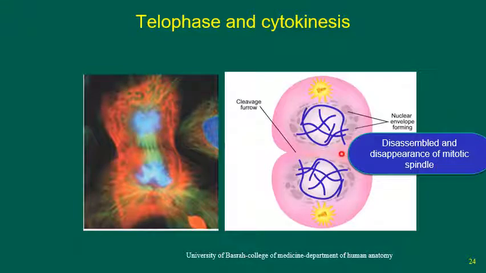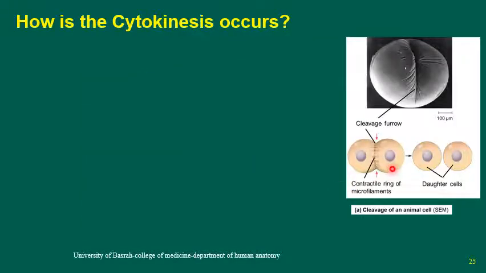Cytokinesis will start at early telophase and proceeds to form two daughter cells at late telophase. How does cytokinesis occur? Cytokinesis begins in anaphase, continues through telophase, and ends in the following interphase.